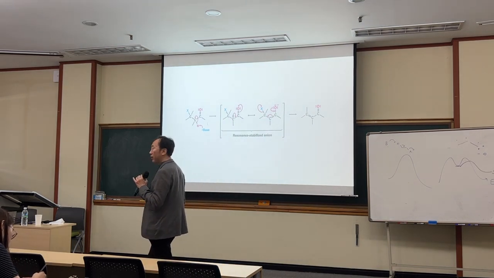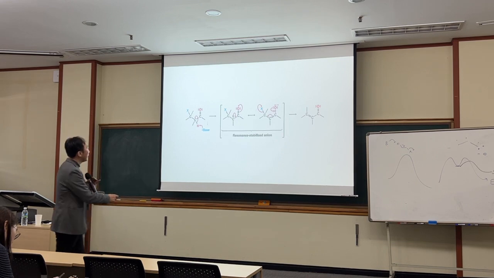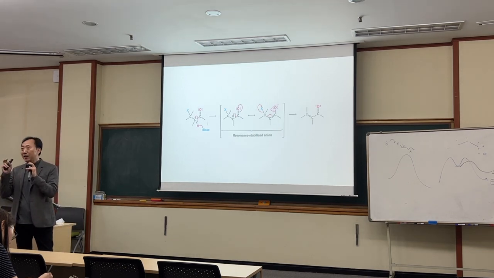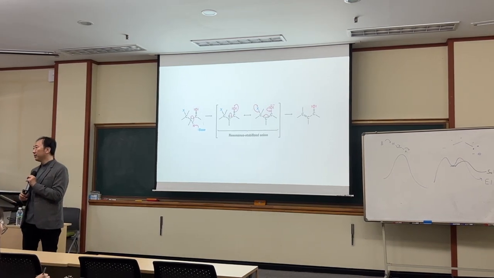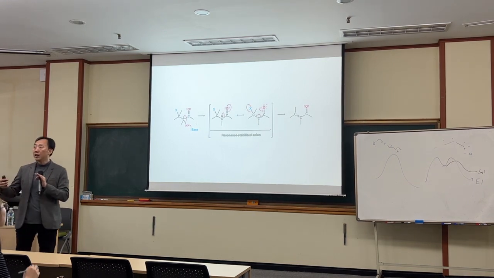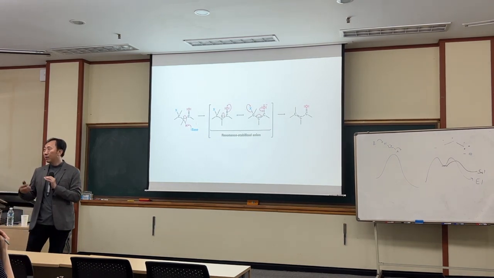So at the alpha position of the carbonyl, this position can be attacked by a base first, and then sometimes it can generate this kind of partially stabilized anion. Then it goes to elimination. This is the exceptional case of the E1cB mechanism.